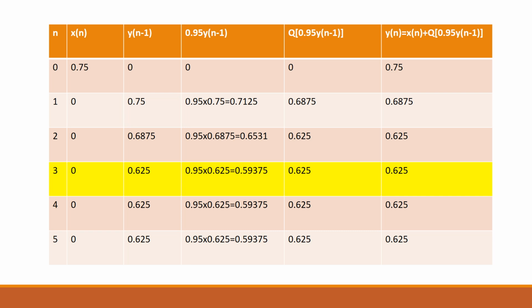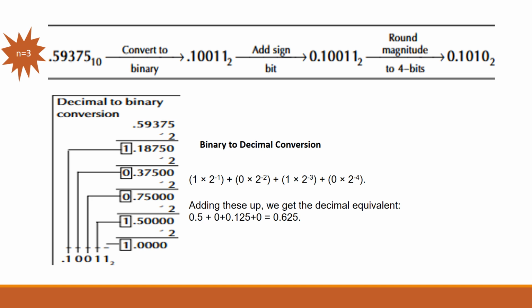Then we have to apply quantization. We have to convert it into binary, then apply the rounding process, and finally convert it into decimal. That process is explained here. 0.59375, convert it into binary, you'll get 0.10011. Then the sign bit again.